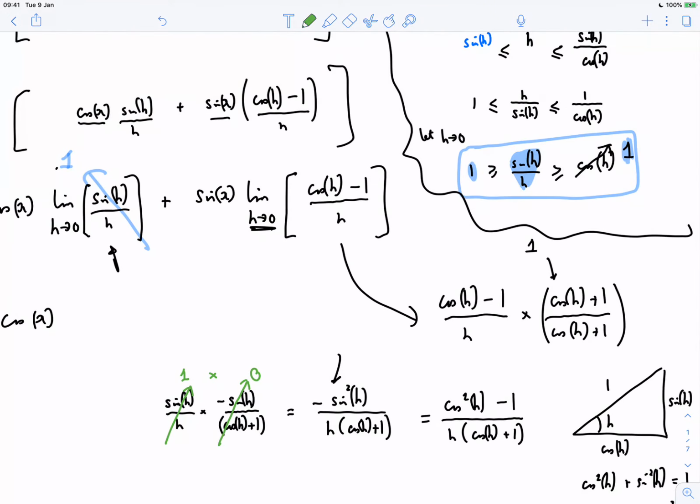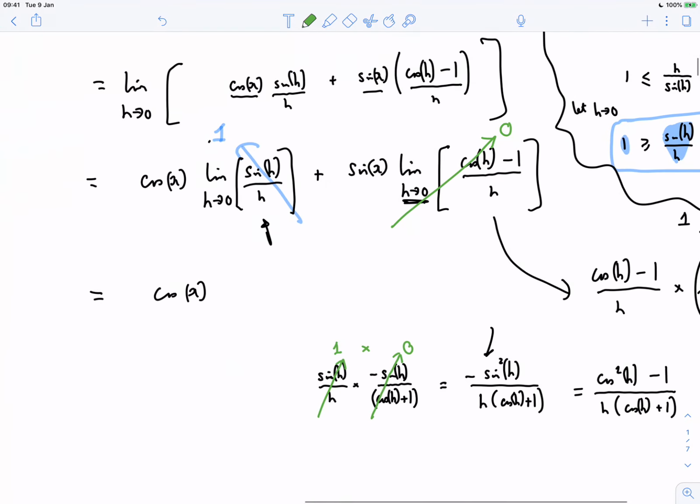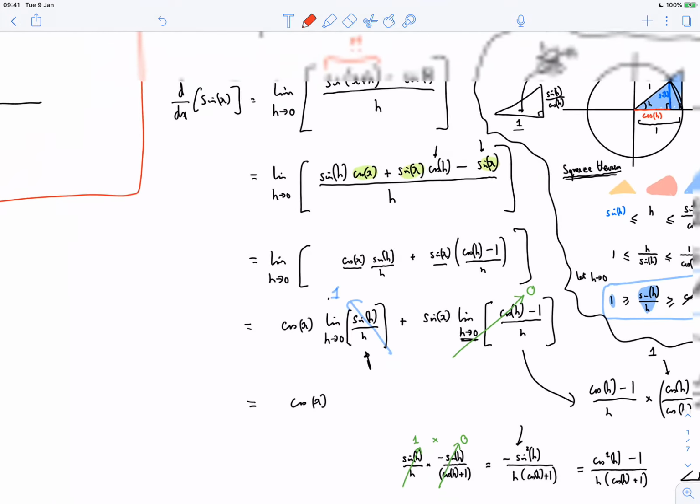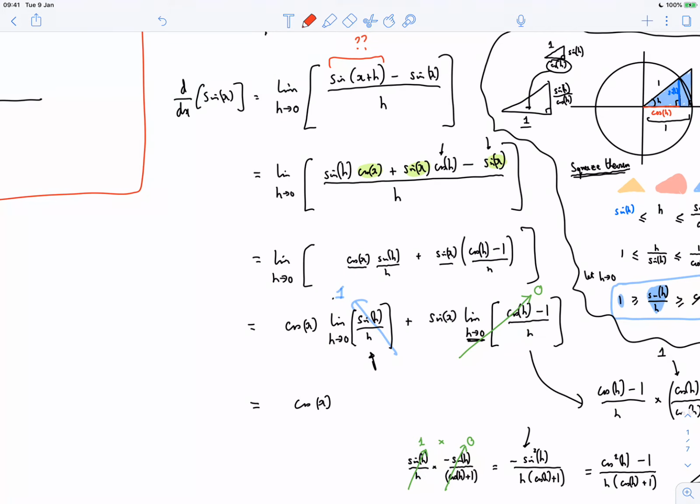So this term, unfortunately, the limit as that just becomes 0. So I've got 0 times sine x, which disappears. And thus, I have proven that the derivative with respect to x of sine x is actually cosine x.